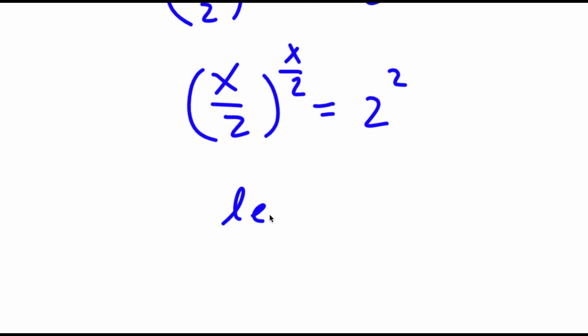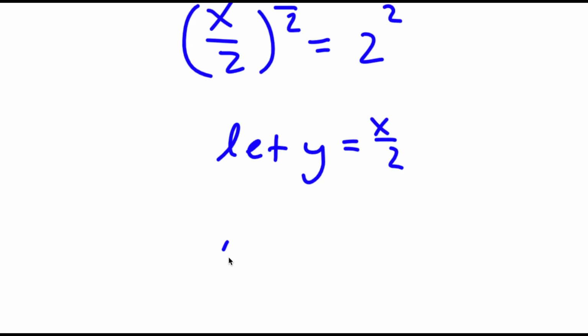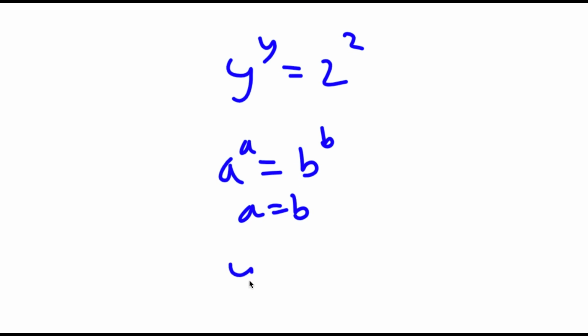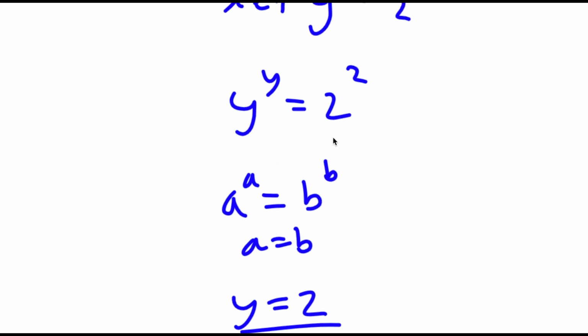Now I'm going to let the variable y equal x over 2. So now if I substitute in y for x over 2, I have y^y is equal to 2^2. If I have something in the form a^a is equal to b^b, this means that a is equal to b. So in this case, y is equal to 2.